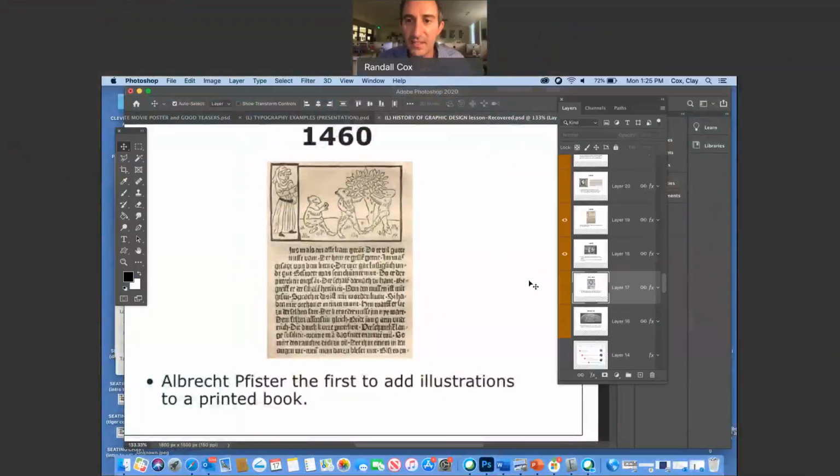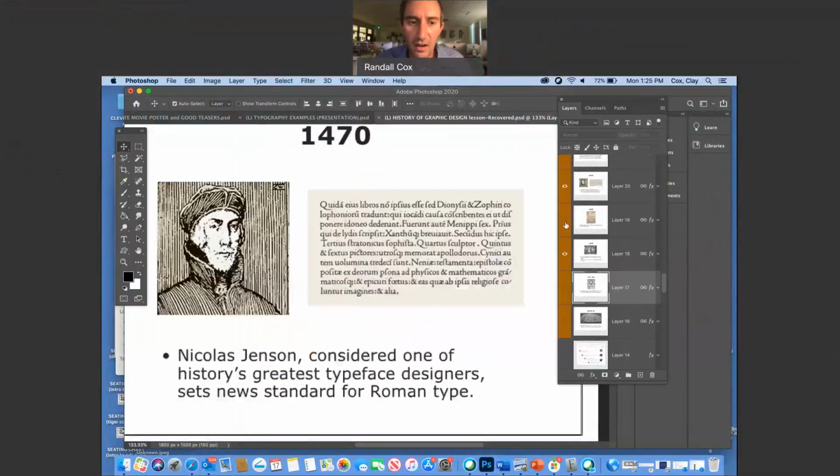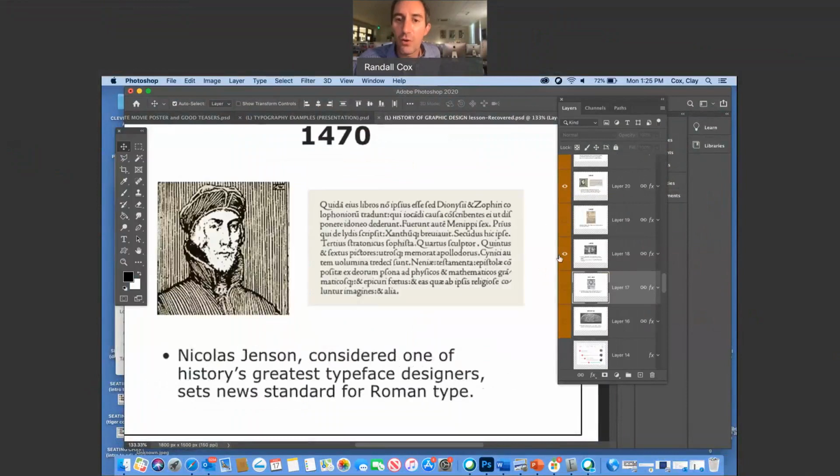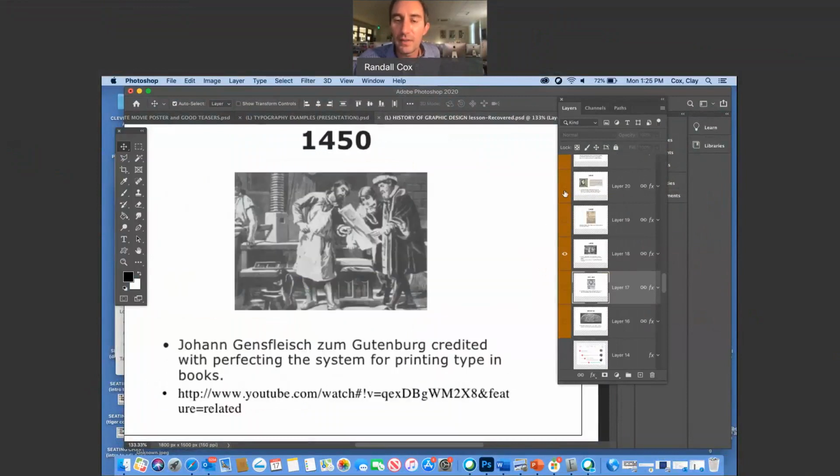I think 60 years after that, this guy, Nicholas Jensen, was one of the first and supposed to be one of the best typeface designers. That was his job. His job was to make new typefaces. This is 60 years after Gutenberg. So apparently they reused the same font over and over and over again, right? When they did the printing press.